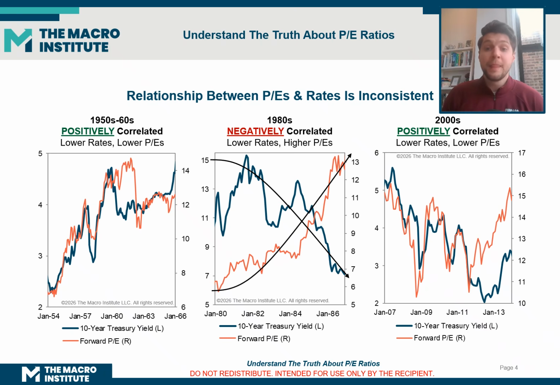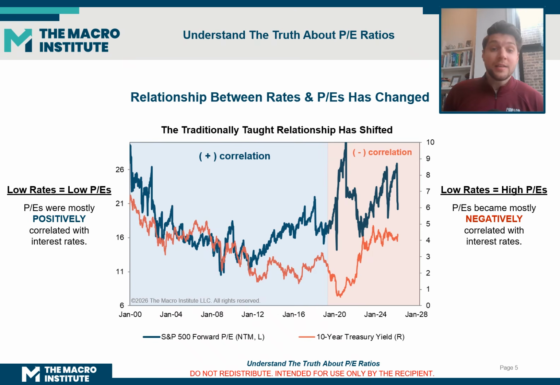And so what does this mean? Yes, if you zoom all the way out, there is a slight negative relationship between rates and PEs. However, if you zoom in on specific periods, following that overall relationship that you've been taught will not be helpful. In fact, it may be harmful. And we can actually zoom out ourselves and see that this is changing a little bit.